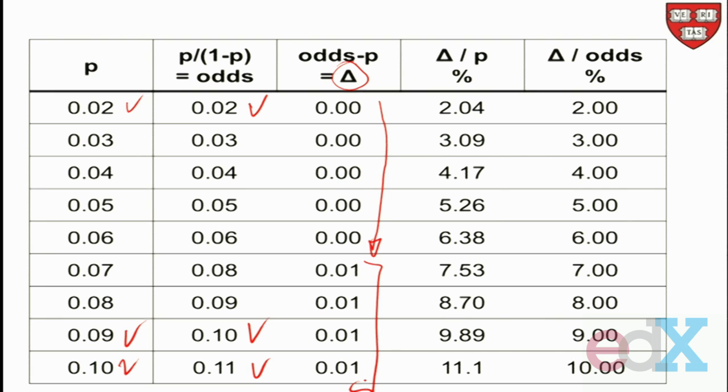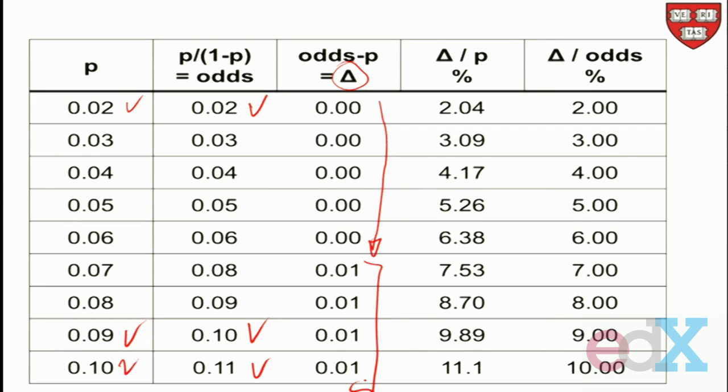What about the relative difference? Well, if you are trying to approximate P by the odds, then you might want to look at this difference divided by P. Expressed as a percentage, there's your percentage error. It's 2%, 3.09, and so on.